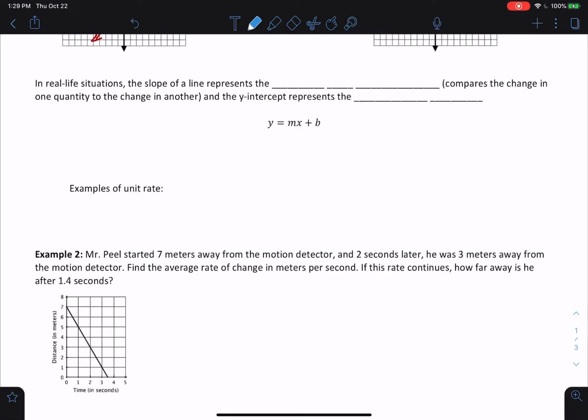In real life situations, the slope represents the rate of change. Okay, so that's not really changing from what we know it as, but it's going to compare the change in one quantity with respect to the change in another. And the y-intercept represents the initial value.